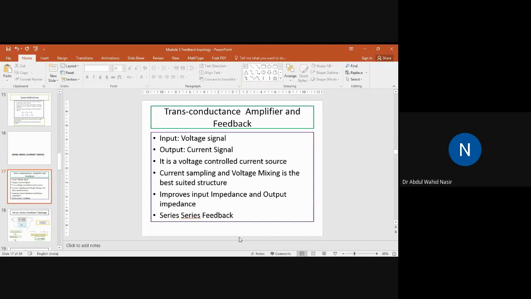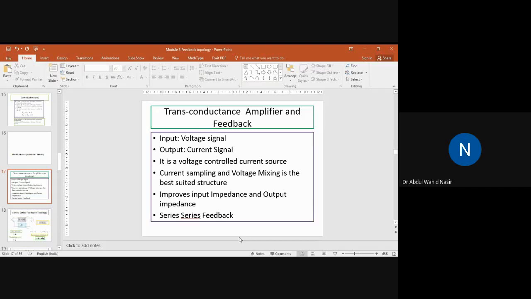So here we tap the current signal from the output, and it gives the feedback to the input, where it is mixed in its voltage form. Clear? So this configuration is considered to be a voltage controlled current source. Now again, I want to make a note here. This scenario, that is, voltage controlled current source, is only applicable if you are having an ideal case.